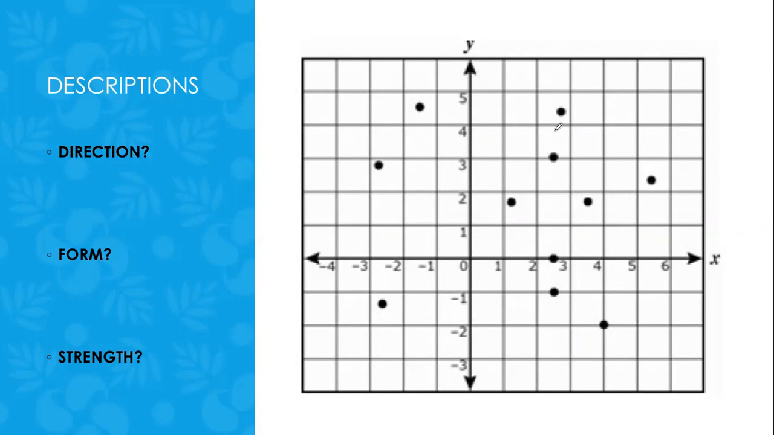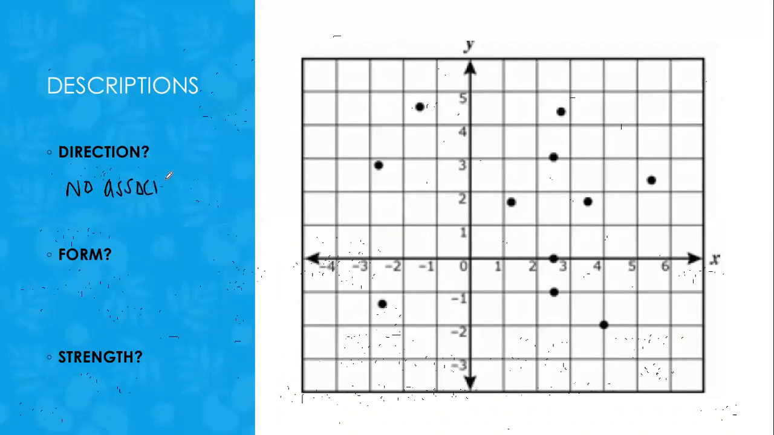All right, someone else in the classroom want to go for it? Gracie? No association. Perfect. So this has no association at all. There is no relationship between X and Y. There's nothing you can tell. I can't put a line through this. I can't make any kind of form or anything like that. So that has no association.